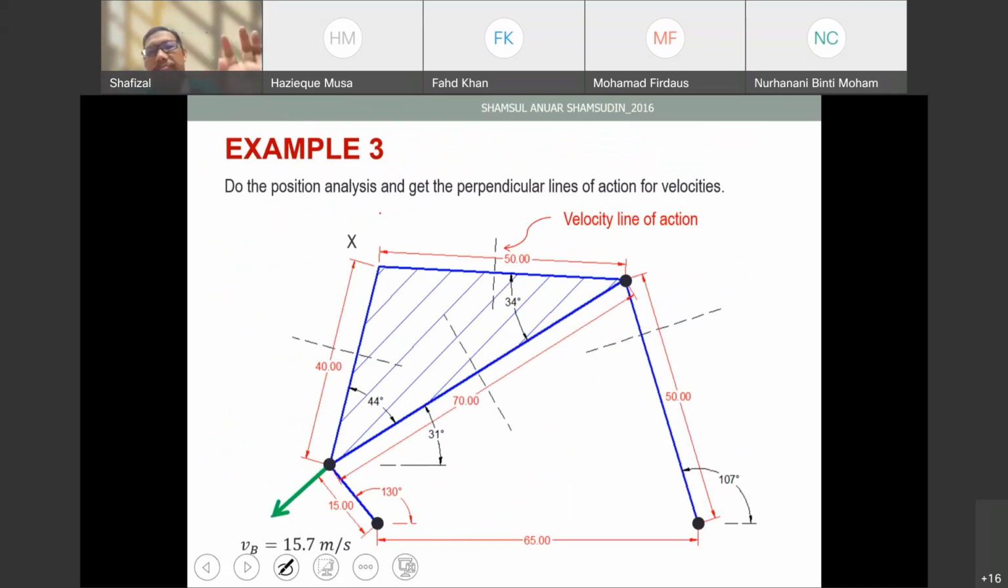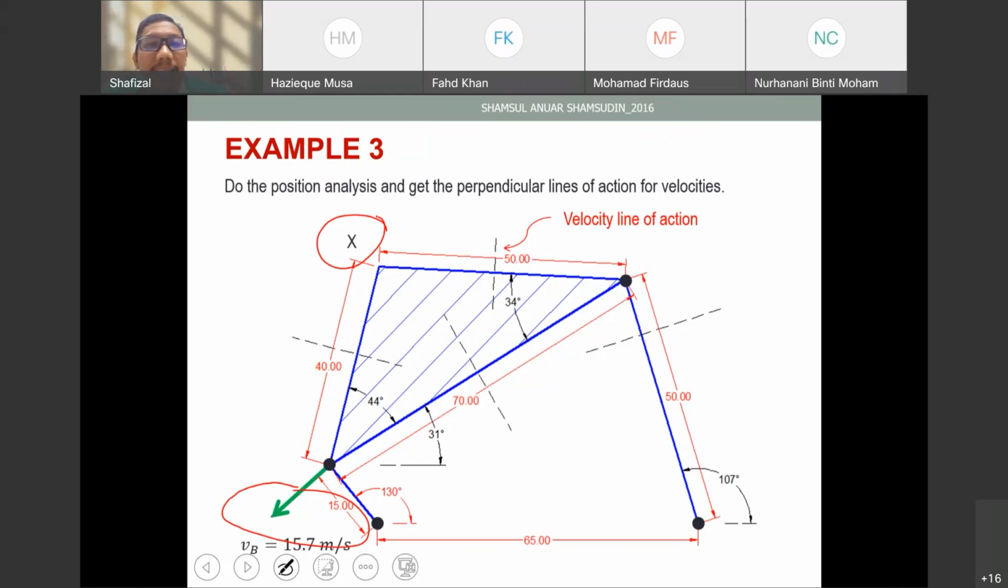All right, now if you look at this problem, this will be the input link. We know that the velocity of the input is 15.7 meters per second. All right, and then you have to find the point, x. Point x is the point of interest. Then you have to find the velocity of point x.